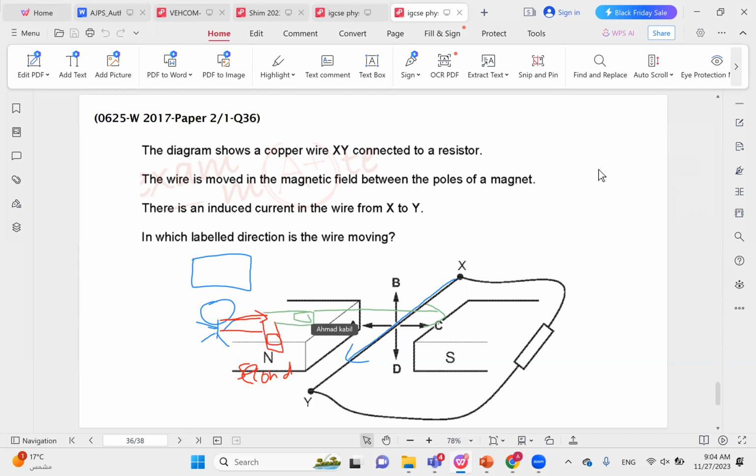Just like the previous question, the only way your hand would work here is if your thumb was pointing downwards. Sorry for the lousy drawing, but if you try it with your hands, you'd find that the only way this works is if your thumb is pointing downwards. So the direction of motion of the wire is D.